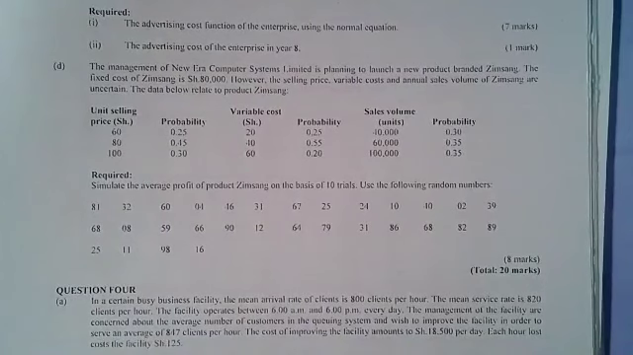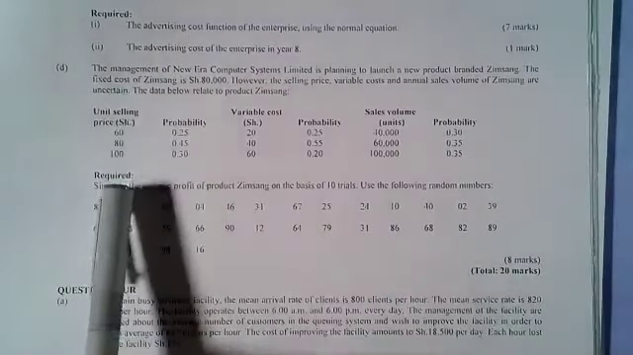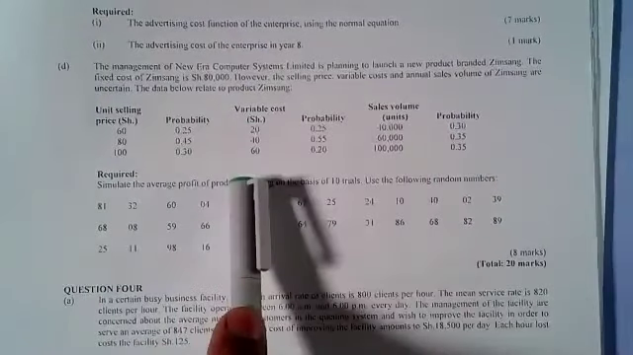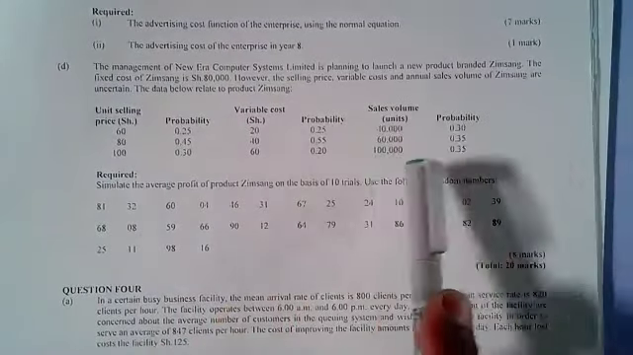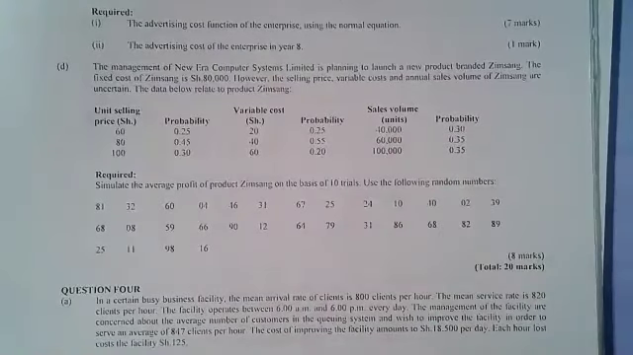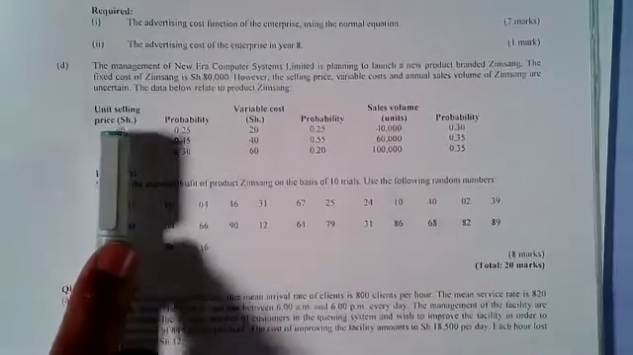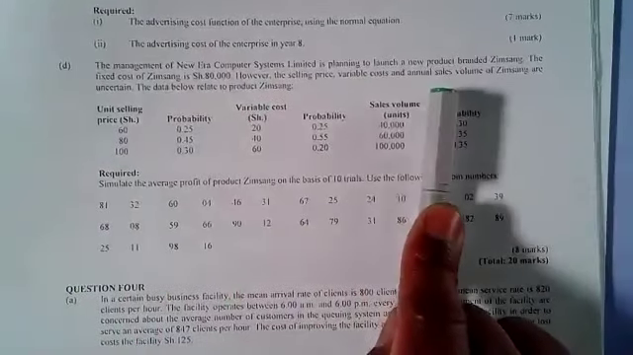The management of New Era Computer System Limited is planning to launch a new product branded Zimsang. The fixed cost of Zimsang is 80,000. However, the selling price, variable cost, and annual sales volume of Zimsang are uncertain. The data below relates to product Zimsang. So you have the unit selling price and we have probability. Variable cost, probability. Sales volume, probability. So that means we have three variables: the selling price, variable cost, and sales volume.